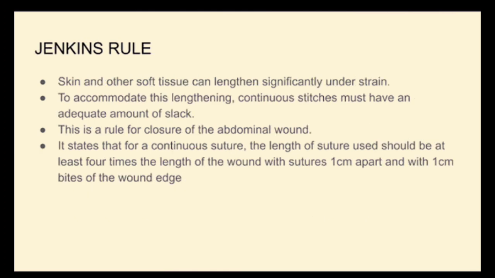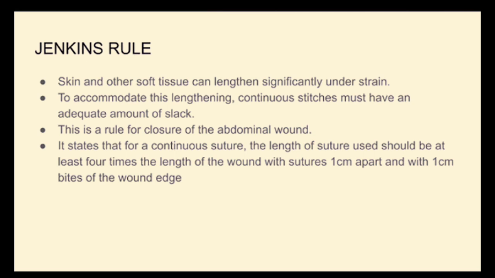So I'll just briefly talk about the Jenkins rule, because generally skin and soft tissue can lengthen significantly under strain. So to accommodate for this lengthening, continuous stitches must have an adequate amount of slack so that it doesn't affect the wound healing. So the Jenkins rule is a rule for closure of abdominal wounds, and it states that for a continuous suture, the length of the suture used should be at least 4 times the length of the wound, with the sutures 1 centimeter apart, with 1 centimeter bite of the wound edge.